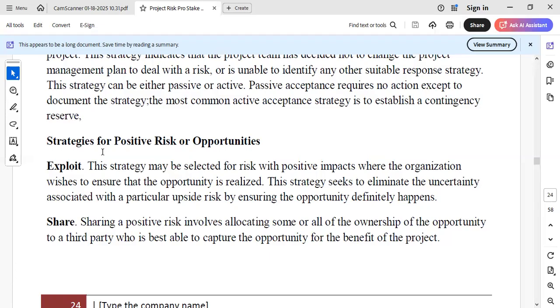Okay. So that's that. So the first one to consider is to exploit. So this strategy may be selected for risk with positive impacts, where the organization wishes to ensure that the opportunity is realized. We want to ensure that the opportunity is realized, so we further want to exploit it. Now, when we say exploit, we want to eliminate uncertainty associated with that particular upside risk. We want to ensure that the opportunity definitely happens.